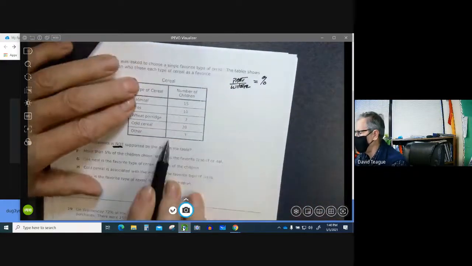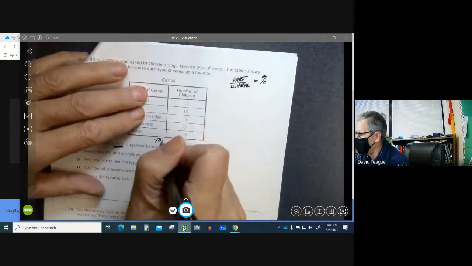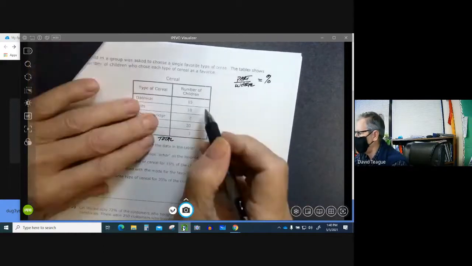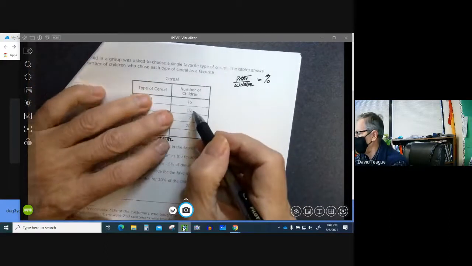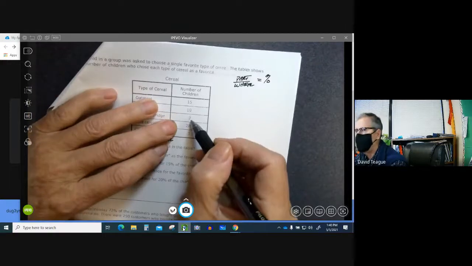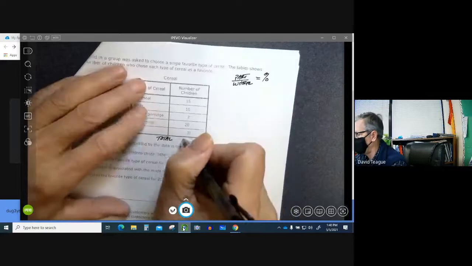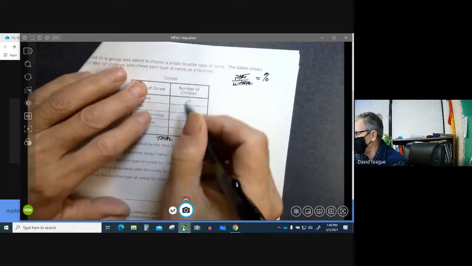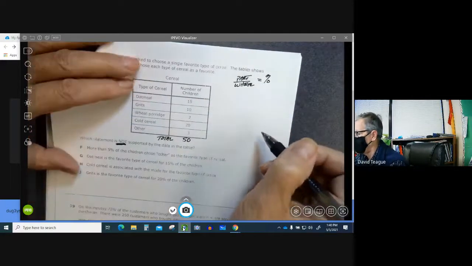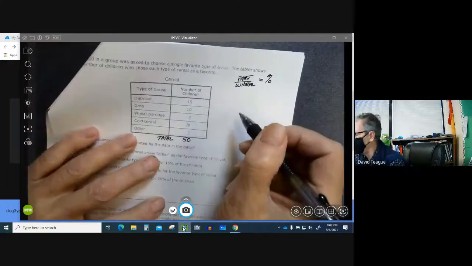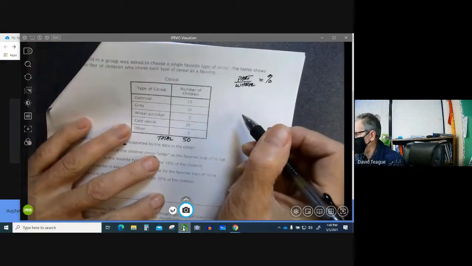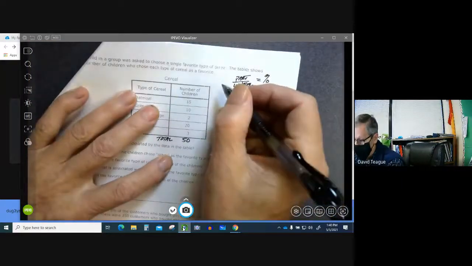Okay, so we're going to have to add these all up to get a total. Right? So 15 plus 10 is 25. 25 plus 2 is 27. Plus 20 is 47. Plus 3 is 50. So our total for the whole group is 50. Now we're going to convert these to percents. Okay, and I'm going to do this one a little bit different.